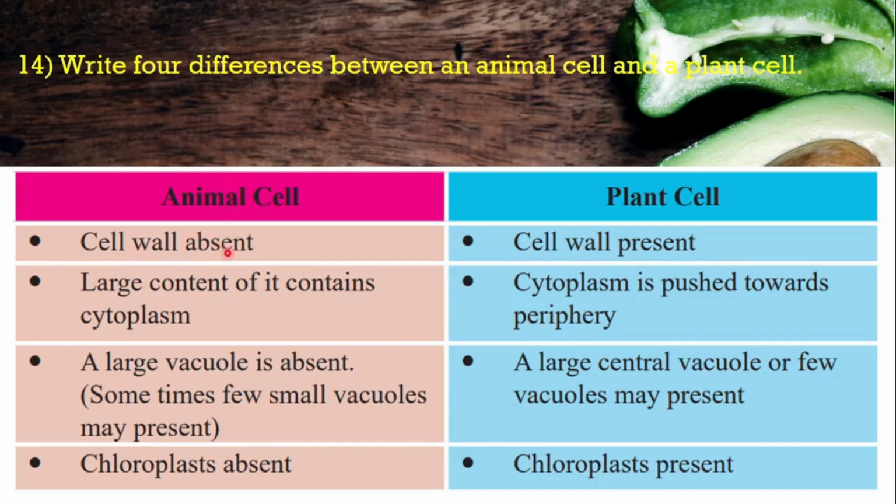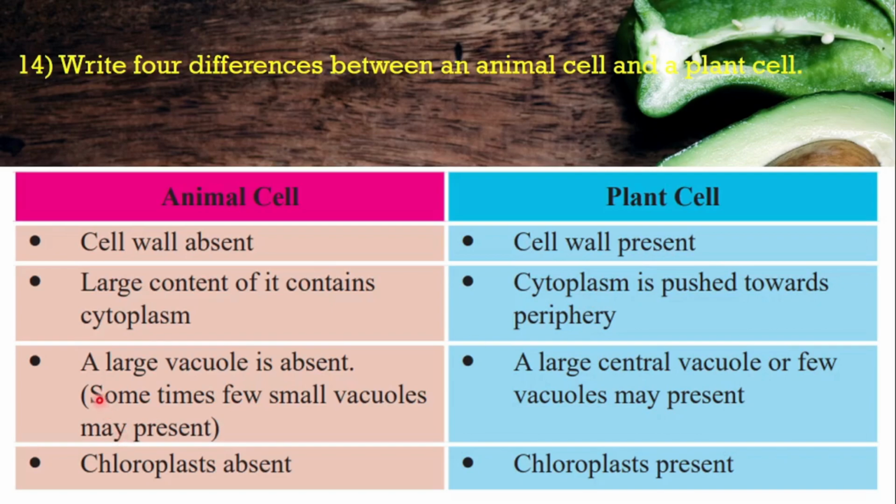In animal cells, the cell wall is absent. This is one difference. And in plant cells, the cell wall is present. It's very clear. The first one, you must remember. In the animal cell, a large content of it contains cytoplasm. But it is totally different in a plant cell. Cytoplasm is pushed towards the periphery. The reason is that there is a vacuole at the center of the plant cell. That is the reason the cytoplasm is pushed towards the periphery around the vacuole.